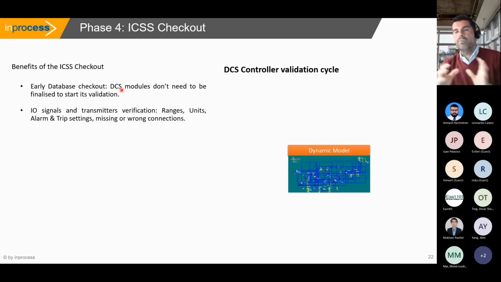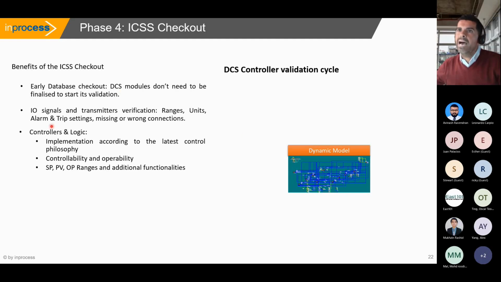So the main milestone here is when we have finalized everything, right? But when we do this ICSS checkout, we can start as soon as they advance. We can advance with them to perform that testing, and the level of detail that we get is to validate all the IO signals and transmitter verification, ranges, units, alarm and trip settings, missing and ground connections, all the controllers and logic implementation according to the latest control philosophy, controllability and operability.